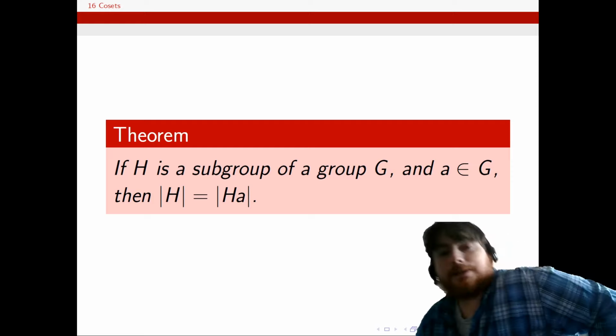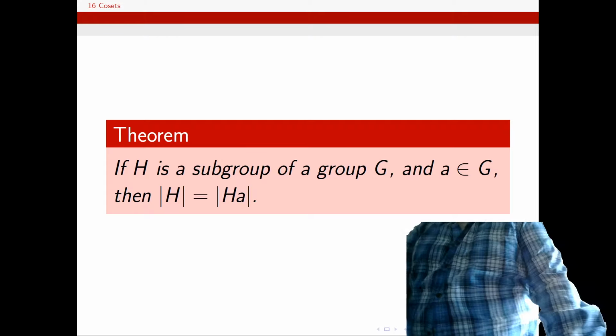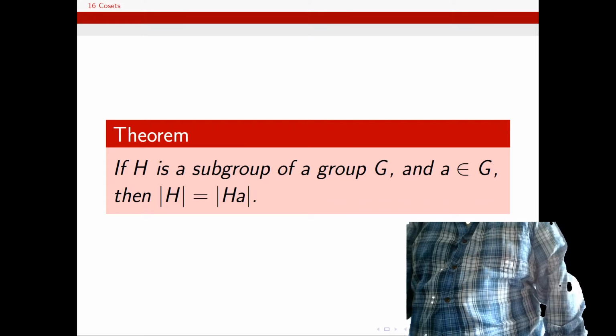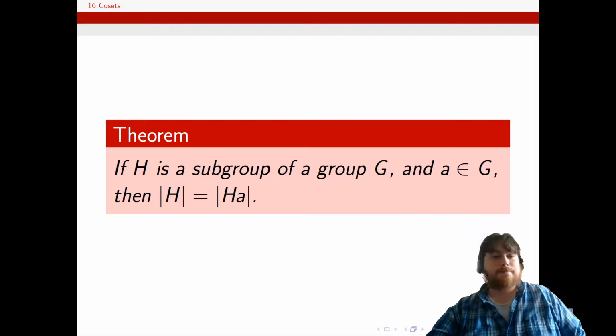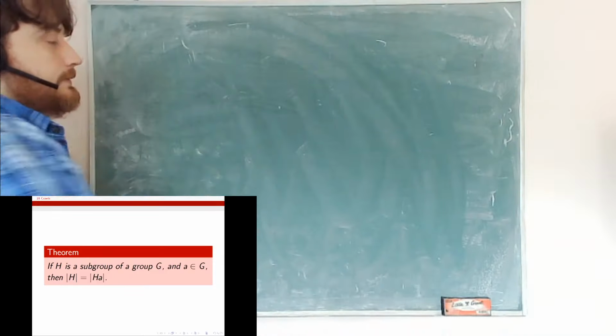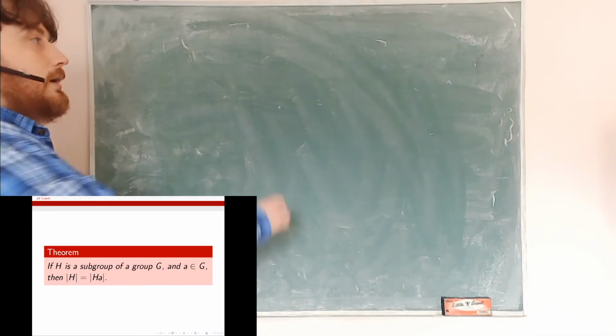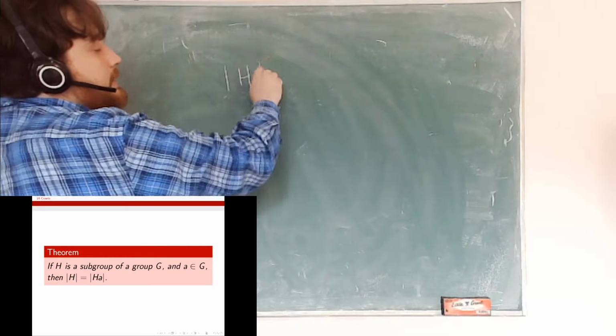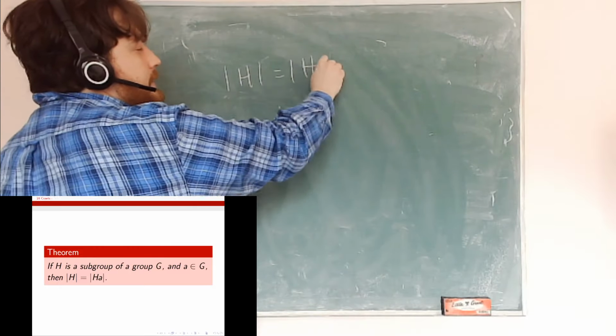And so what I want to say is, if H is a subgroup of G and A is in G, then HA is equal in cardinality to H. So how would I prove that? How could I prove that the cardinality of H is equal to the cardinality of HA?